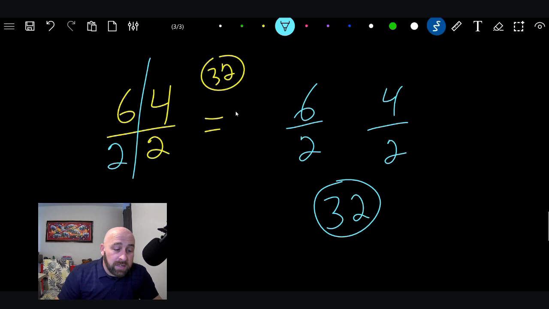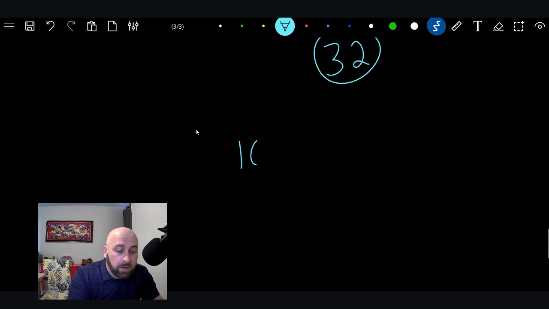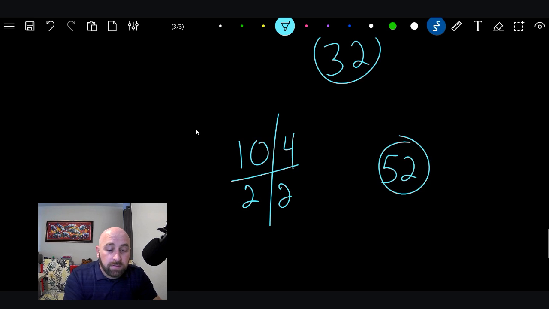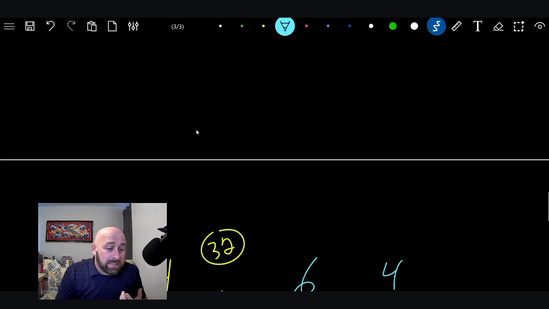And it works with any number. I mean, you could throw in 104 divided by 2. If we cut it like this and we do 10 divided by 2 and 4 divided by 2, we get 52, okay? And you can do any number like that. And it's kind of just a trick. Well, we're going to utilize that trick here.